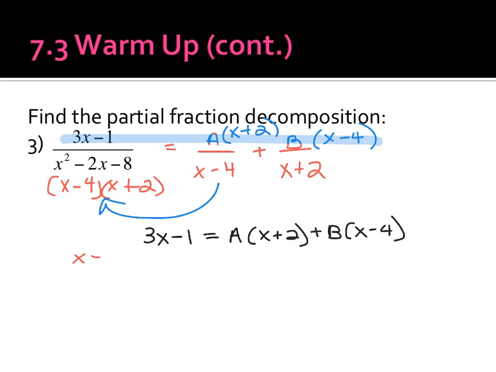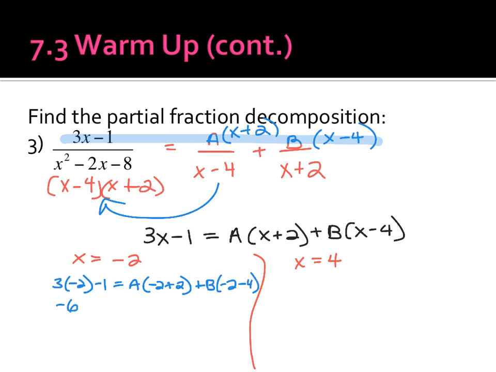And then one at a time, I want to cancel out one of these variables. So I would start by saying x equals -2 because that would cancel out the a. And then x equals +4 because that cancels out the b. And then I plug it into every x that's in that row. So 3 times -2 minus 1 equals a times -2 plus 2 plus b times -2 minus 4. And I get -6 minus 1 equals a times, this is my 0, so it's going to actually cancel out the a, b times -6. And then I get -7 equals b times -6. And b would equal -7 over -6, so positive 7/6.